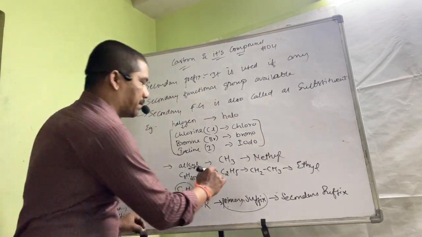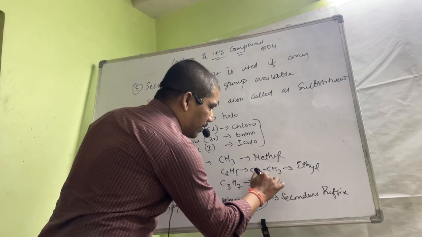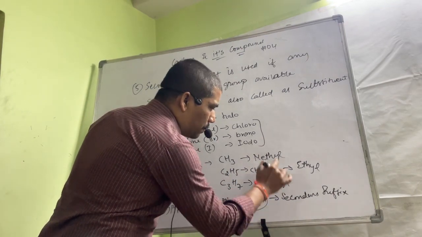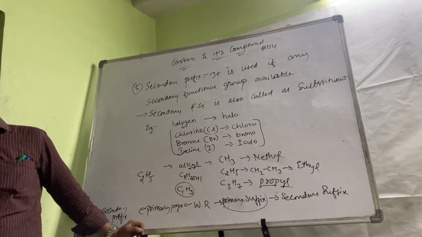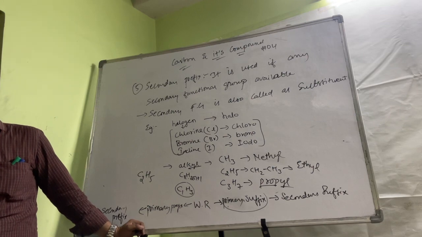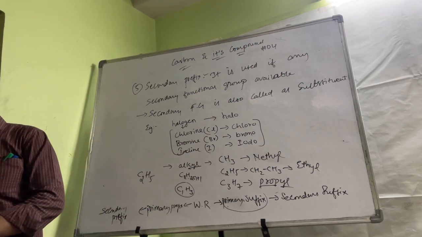Okay, so understood some examples? Like one more. C3H7, propyl. Whenever this comes, prop. Clear? Propyl. 3 carbon, that's why prop. Alkyl family, that's why YL. Getting idea here? Yes. Okay, observe for 2-3 minutes everyone.